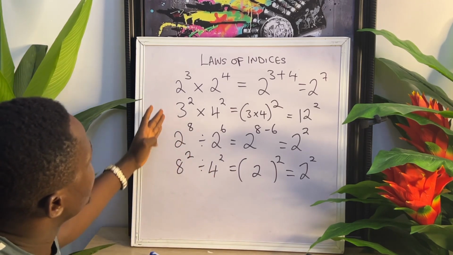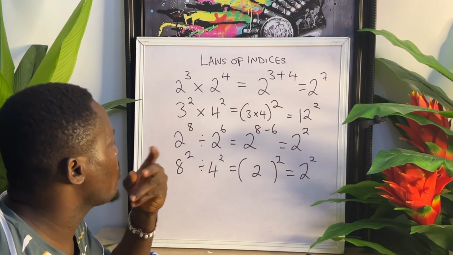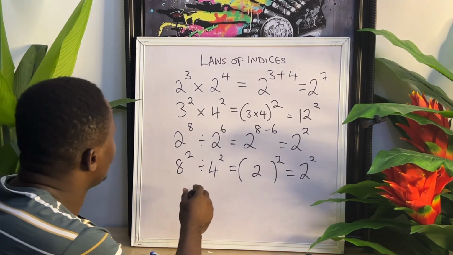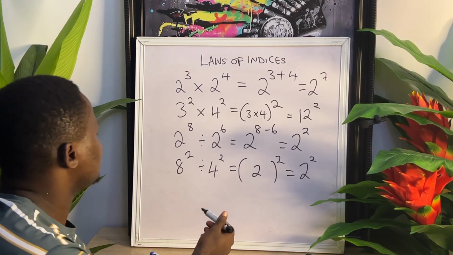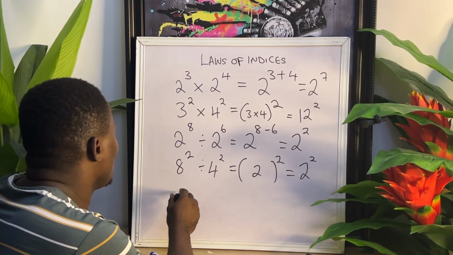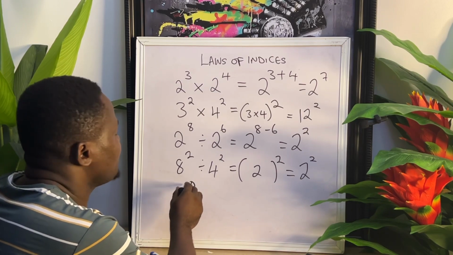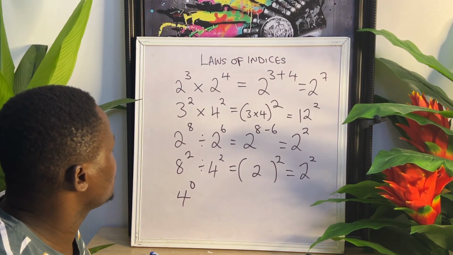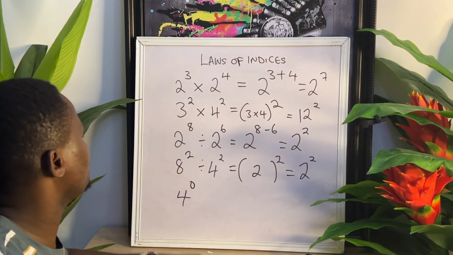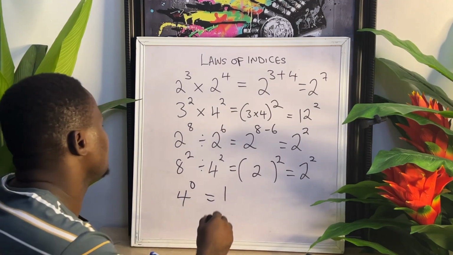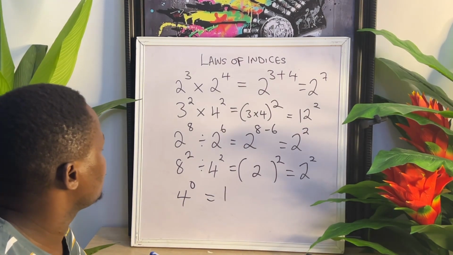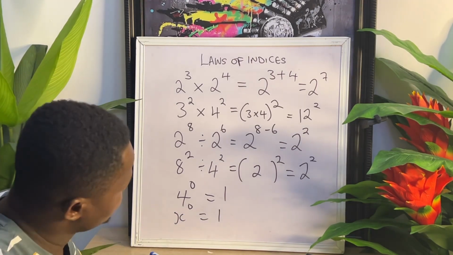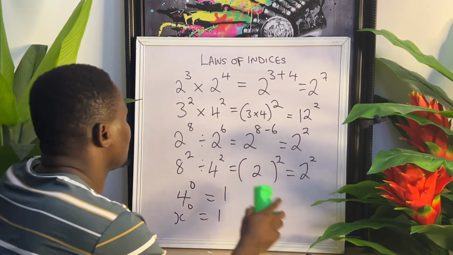Apart from this multiplication law and division law, we have the other laws, which include zero power law. And the law states that anything at all that is raised to power 0, irrespective of what it is, automatically the answer becomes 1. Therefore, 4 raised to power 0 is 1. In a similar way, s raised to power 0 is also equal to 1. Then, we wipe off.